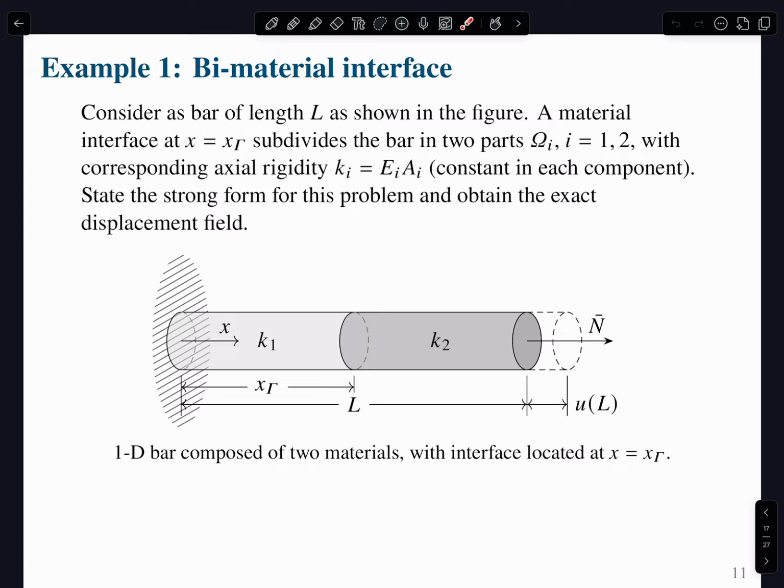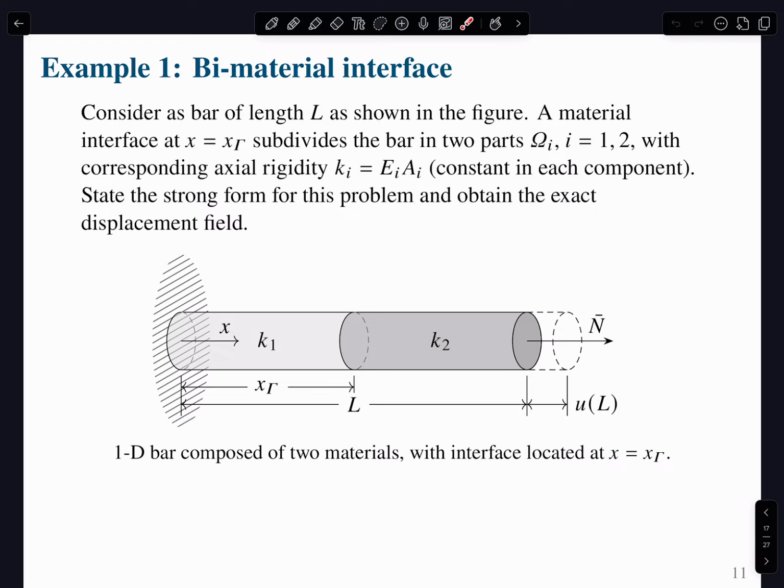How is the displacement going to look at the material interface? It's going to look continuous. And what happens with the derivative of the displacement field? Yeah, it's going to be discontinuous. But remember that we said that to solve the strong form, we had to find a solution that was in which space? C2.